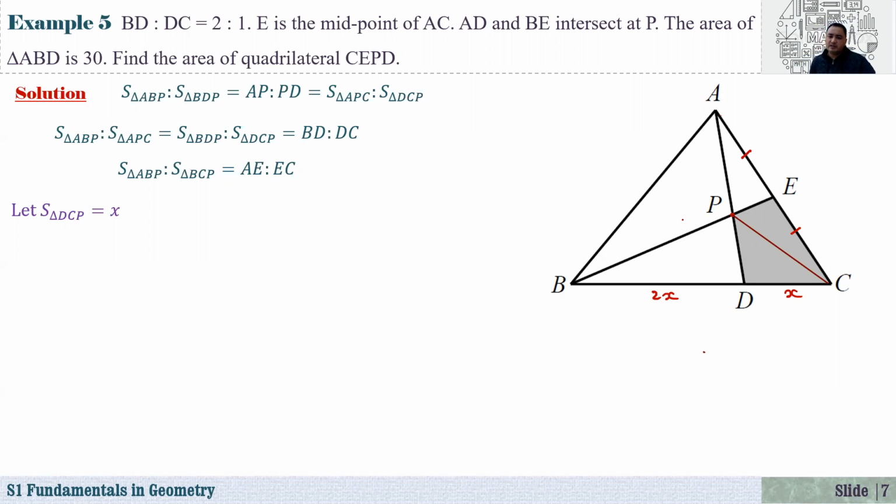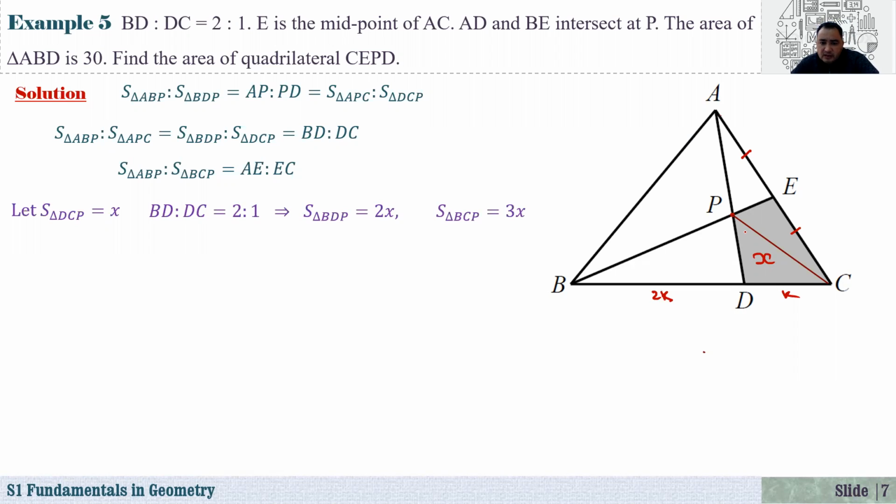Anyway, suppose that the area of DCP is equal to X. Maybe I can write here 2K and K. So the area of CPD, or DCP, let's say is equal to X. Now we can just write here that BD to DC is equal to 2 to 1.